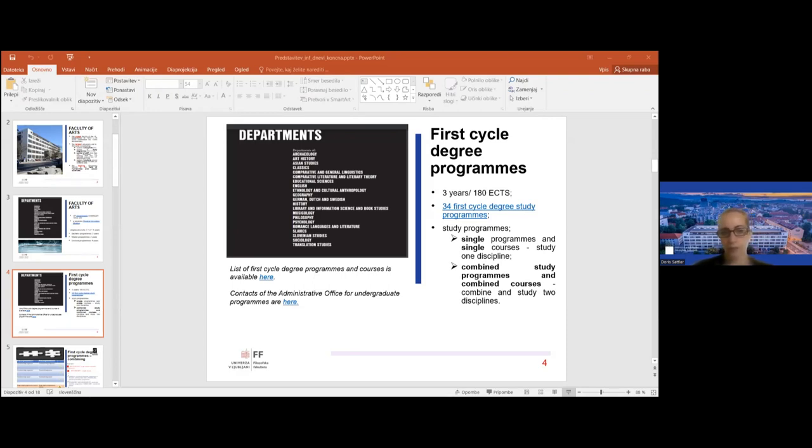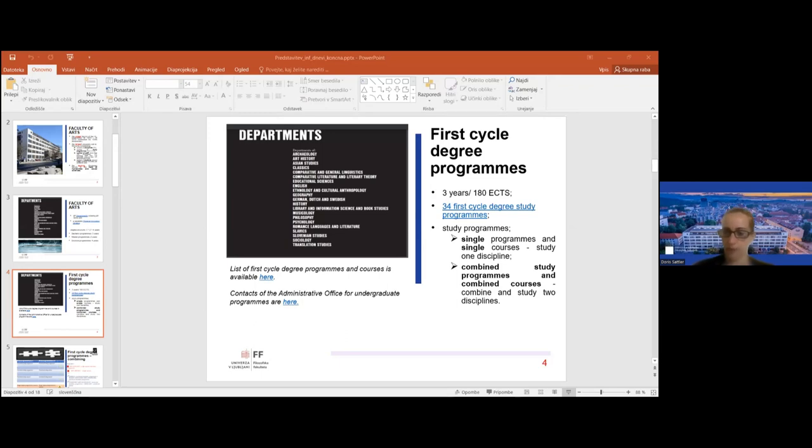The list of all first cycle degree programs and courses is available on the links on the left, and also the contacts of the administrative offices if you will need to contact us in the future. The presentation will also be available on our website. I will now give you a short overview of how you can combine our first cycle degree programs. There is a rule that you can combine combined study programs with combined study programs, combined study programs with combined study courses, and combined study courses with combined study courses.